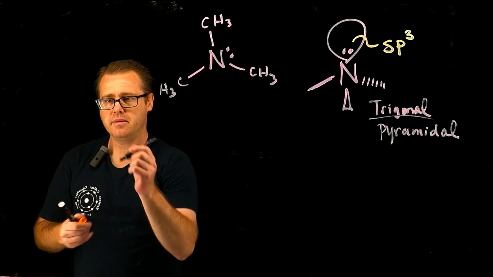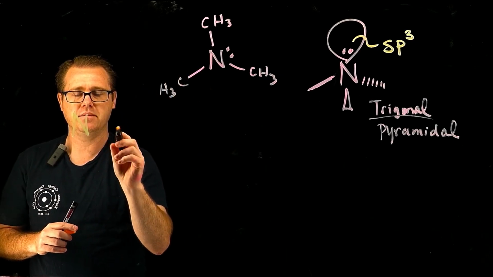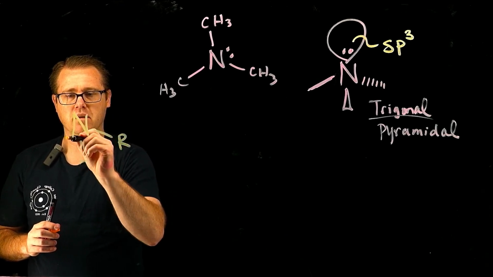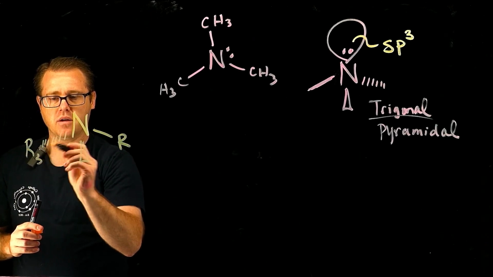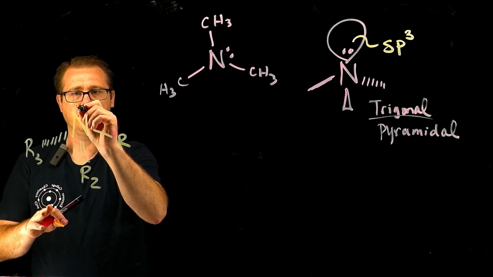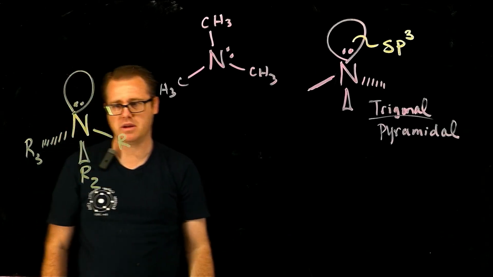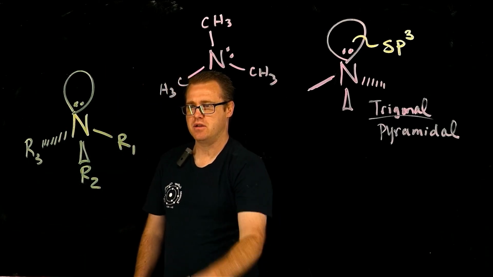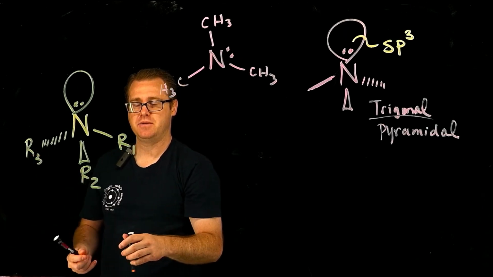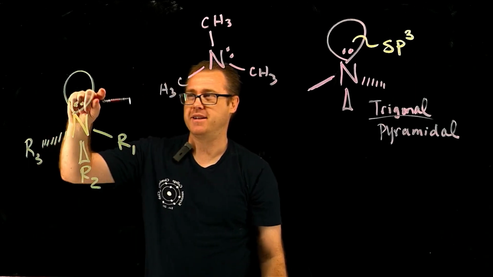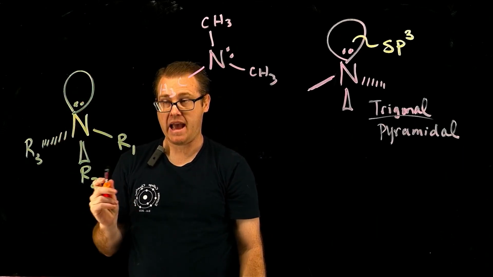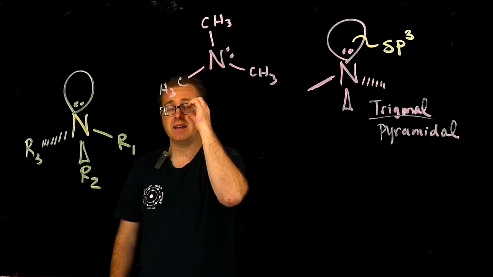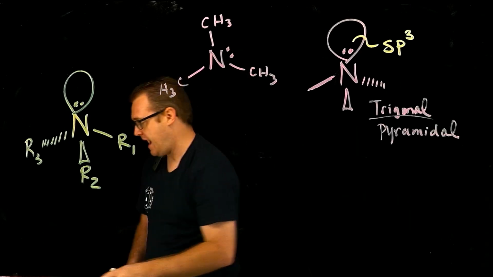Now, another interesting thing is, what if we have an amine? Let's draw our R3, R2, our lone pair in that orbital like that. What if we have 3 different alkyl groups or 3 different groups? R1, R2, R3. But this electron cloud also counts as an electron group. So we have 4 different groups around that nitrogen. Look at what happens here.